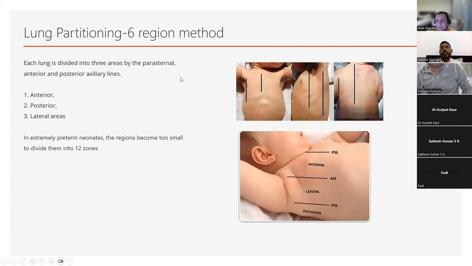Is that clear, Surjeet? Yes, sir. Yes. Amazing. Okay. Any other questions?